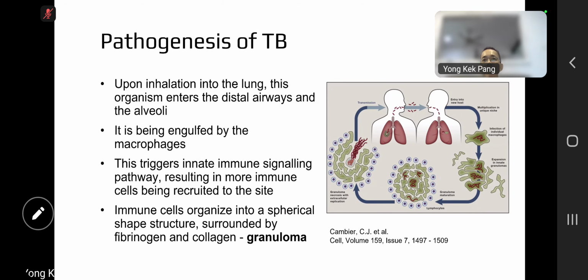So immune cells will organize itself into a spherical shaped structure surrounded by fibrinogen and collagen. And this is what we call the granuloma. If you can't eliminate it, at least you can surround it and prevent it from spreading. And this is the initial intention to form a granuloma to prevent the further migration of the Mycobacterium.